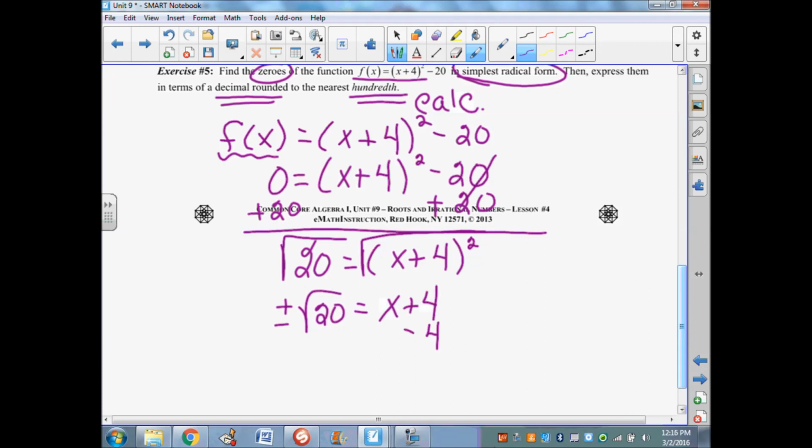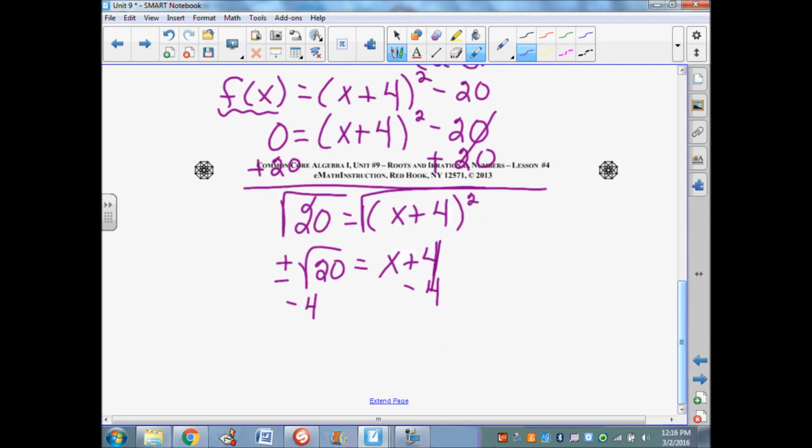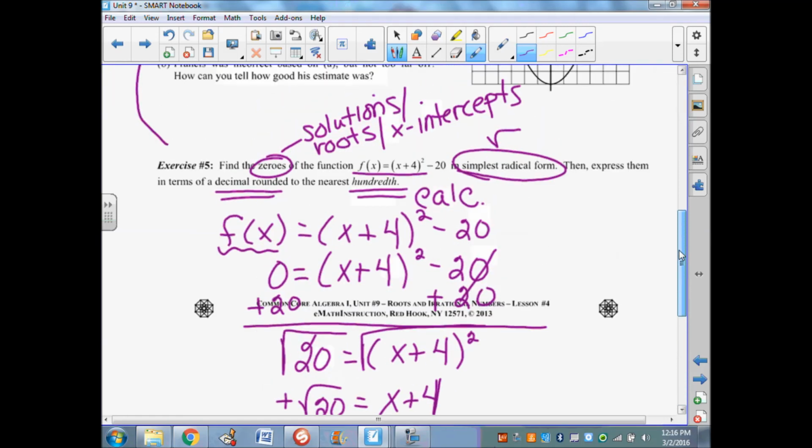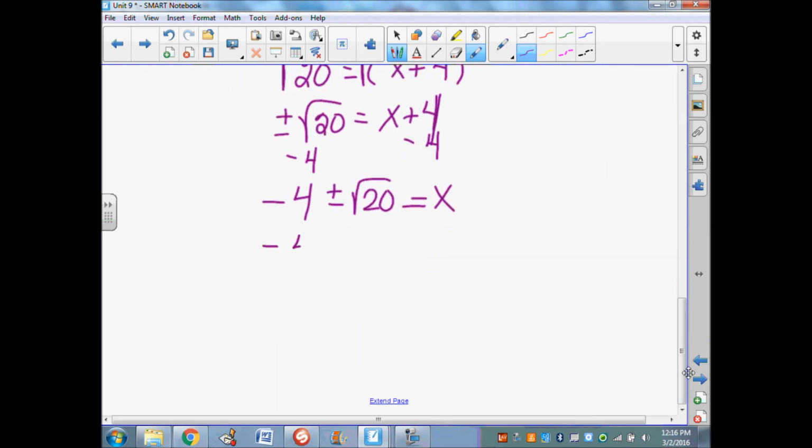So I'm going to finish out by getting x all by itself. X is equal to. Now, it's standard form to write that integer in front. It's -4 plus or minus the square root of 20. But did they ask simplest radical form? I think they did. I can't remember. And simplest radical form, yep. So -4 plus or minus. How do we simplify 20? 4 and 5. -4 plus or minus 2 square roots of 5.